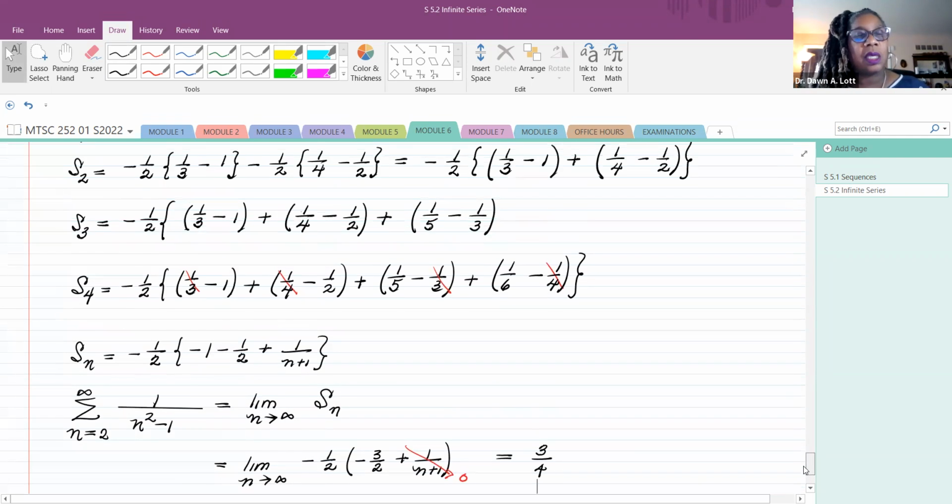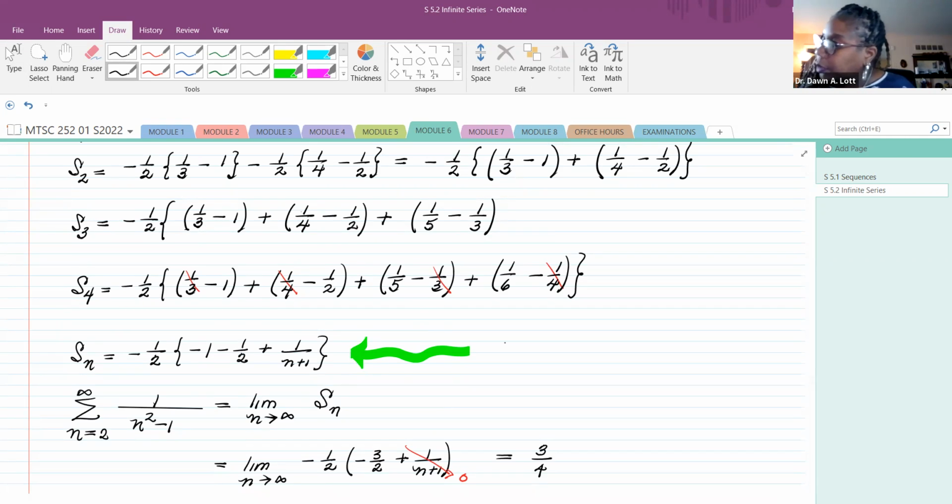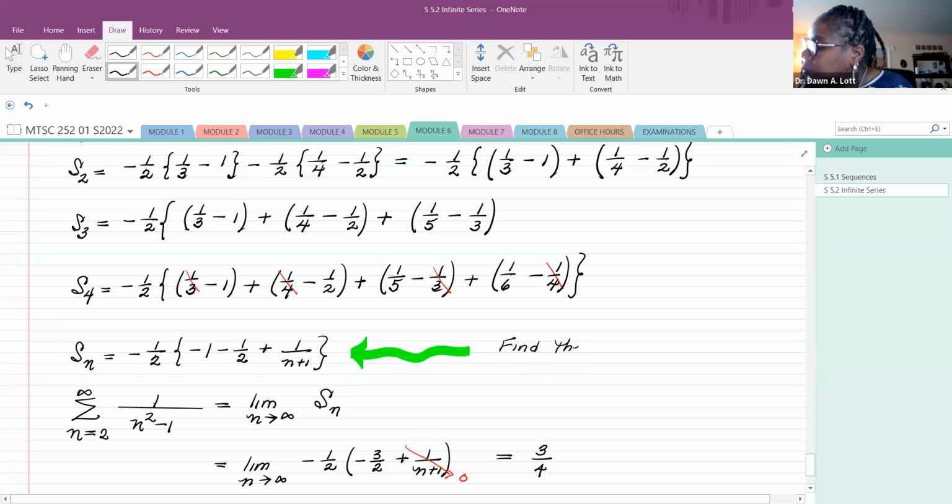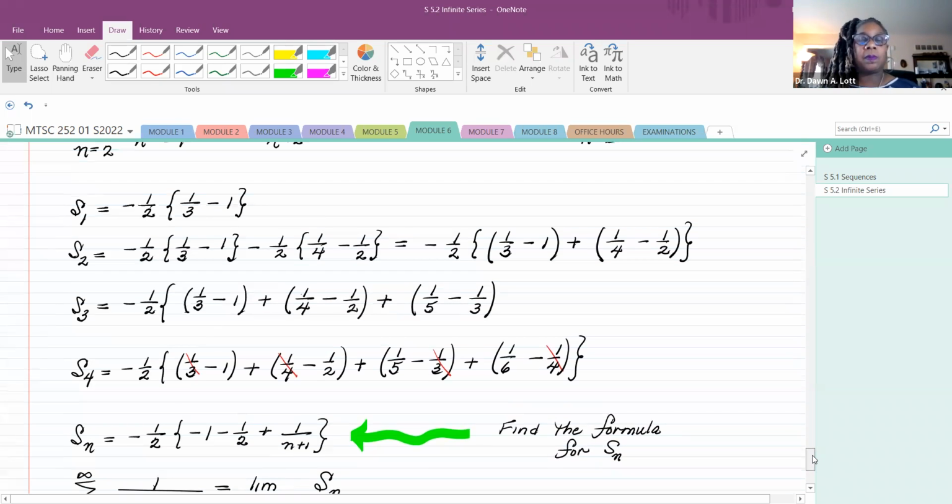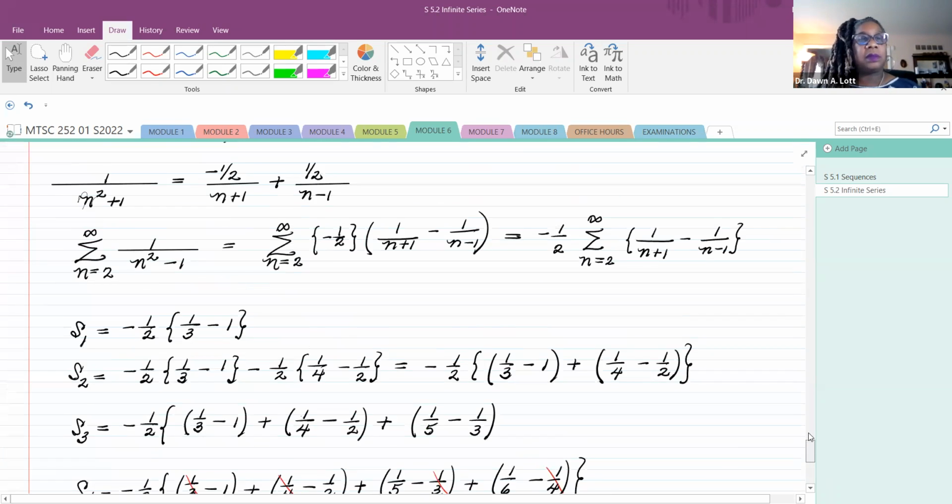So the hardest thing is this step. I think this is the hardest step of all. And that is here, trying to find the formula for the nth partial sum. Okay. All right, any questions about that?